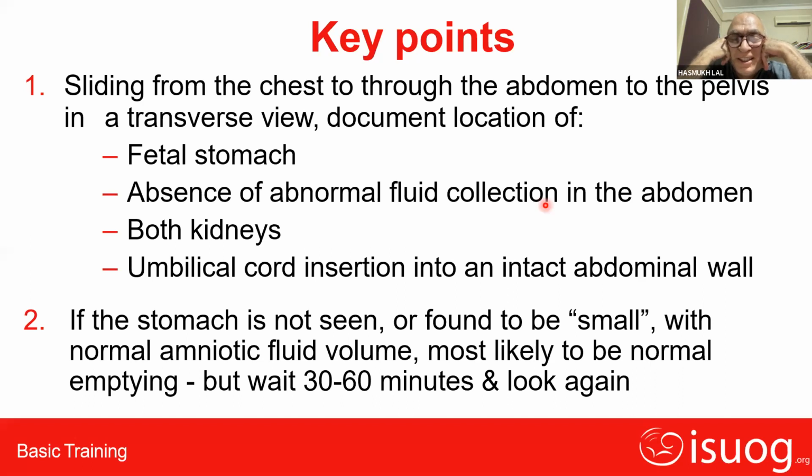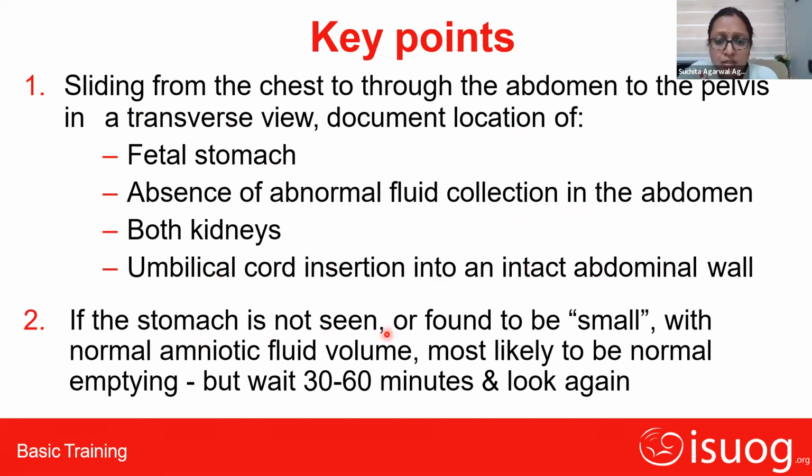Yeah. So what are the key points? Sliding from the chest to the abdomen. In the transverse view, document the location of the fetal stomach. I repeat, the fetal stomach has to be seen, and it's not just a small stomach. I need to see a good stomach. I should not leave the patient unless and until I see a good stomach. Also check for absence of abnormal fluid collection in the abdomen, both the kidneys, and umbilical cord insertion into an intact abdominal wall.